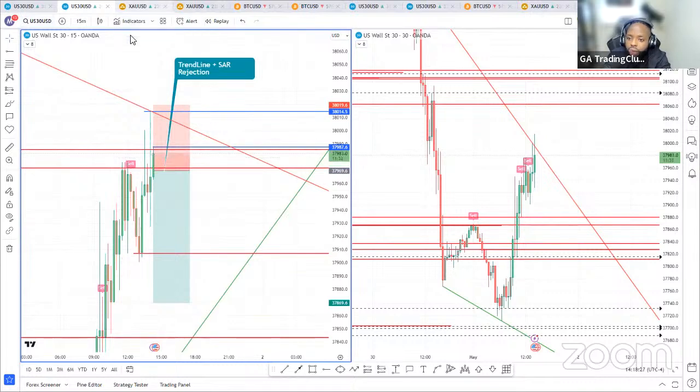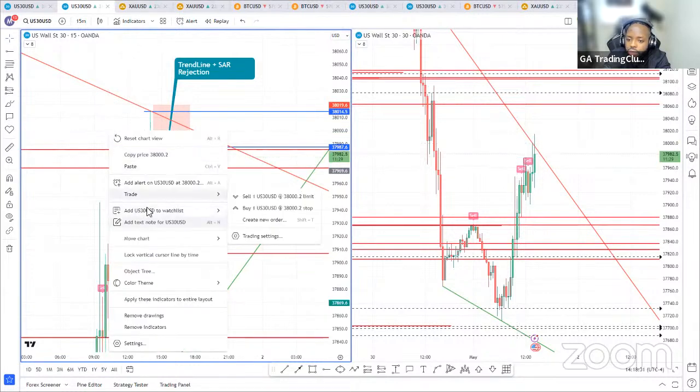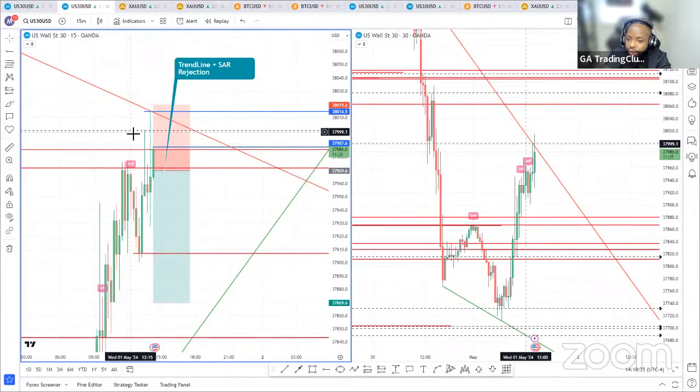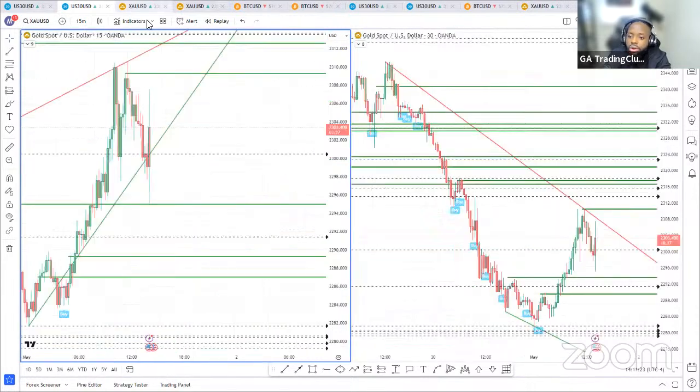Let's look at what we have for the end. What I'll also do, I'll set an alert here for US 30 at the high of this candle so that I can know if we get a push on US 30. All right.